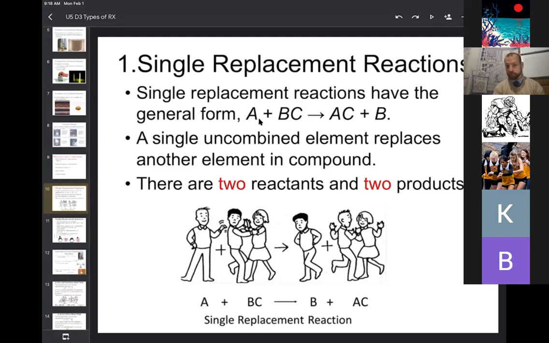99% of the time, this is going to be an element like zinc or copper or a metal of some kind. And it's going to sneak in here and replace one of these. But sometimes it's a halogen. We have other reactions too, but most of the time it's going to be a metal switching out for another metal in an ion.